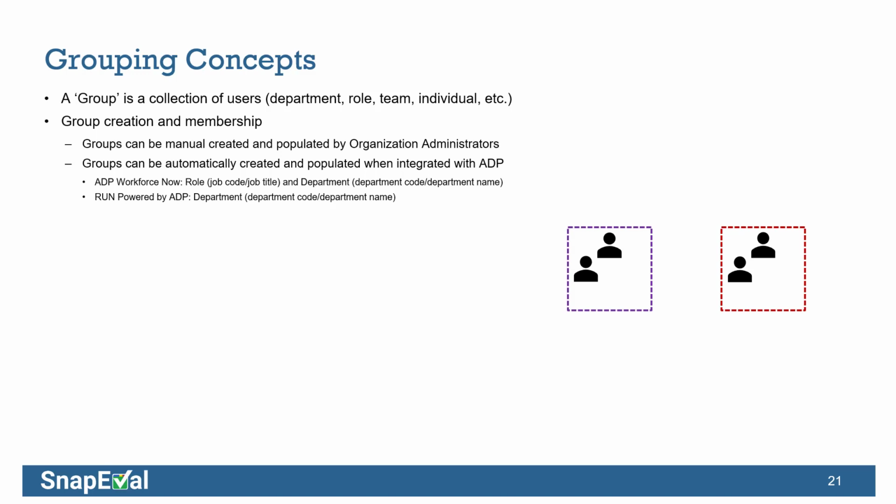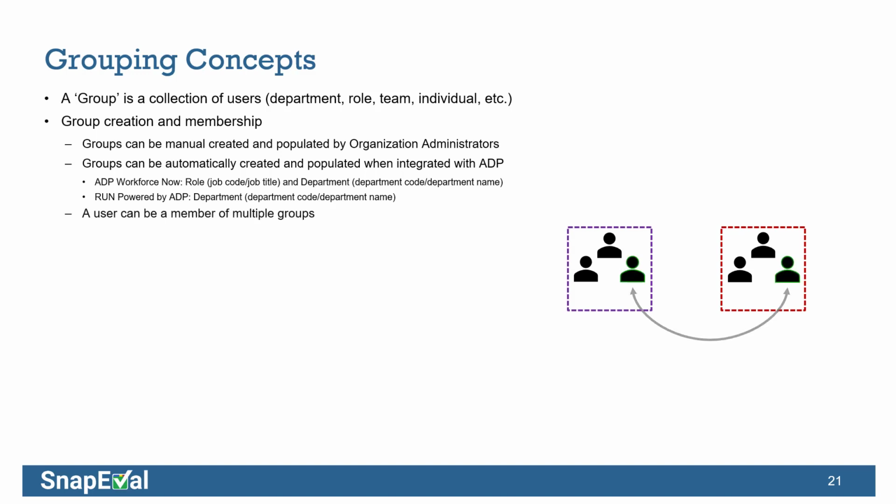If your organization is a RUN Powered by ADP user, then we can automatically import and update the department groups from within RUN. So again, we'll populate all the employees into their respective departments based on how they're assigned in RUN, and make any changes in SnapEval according to any changes that are made in your RUN environment. So those are the two ways that groups can be created and populated.